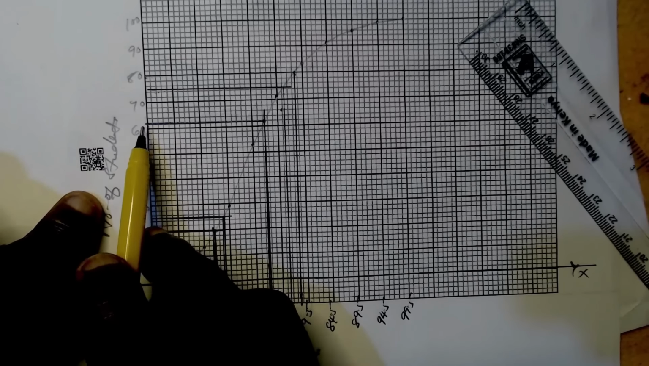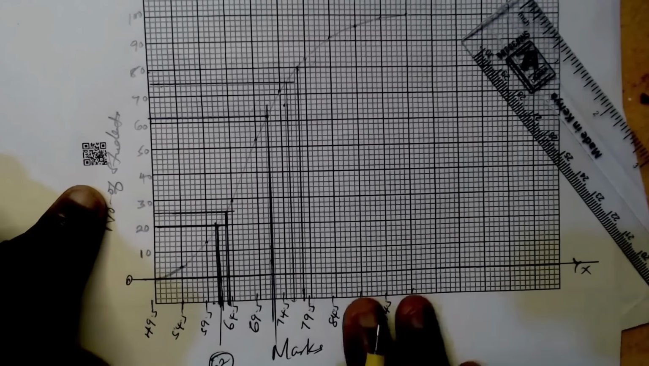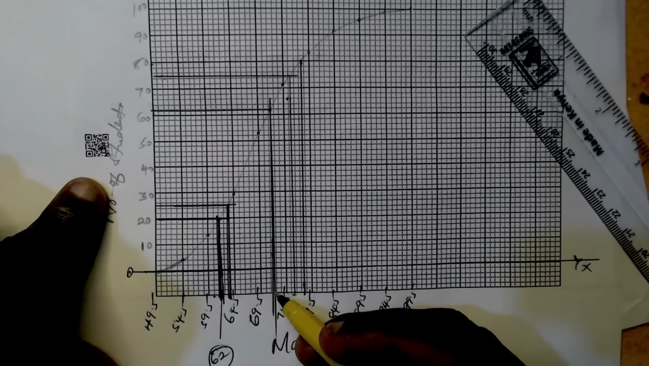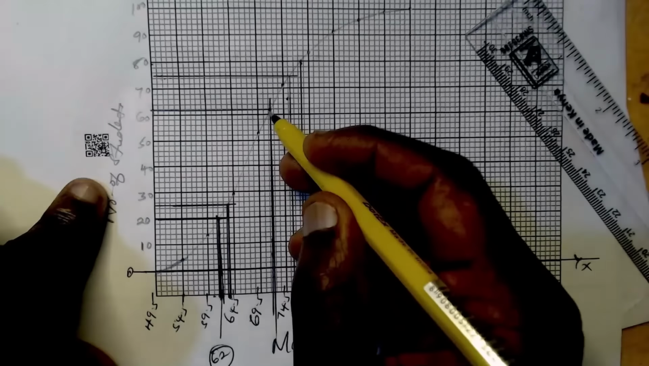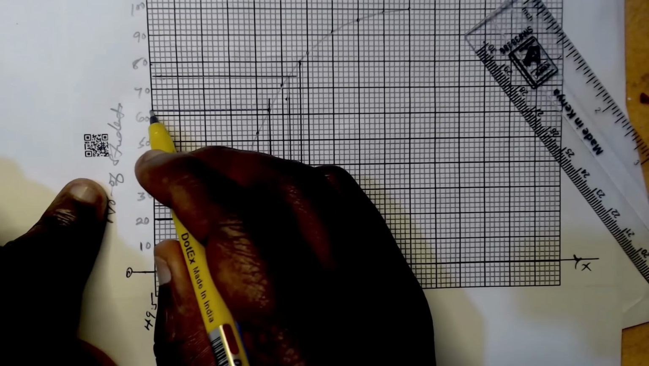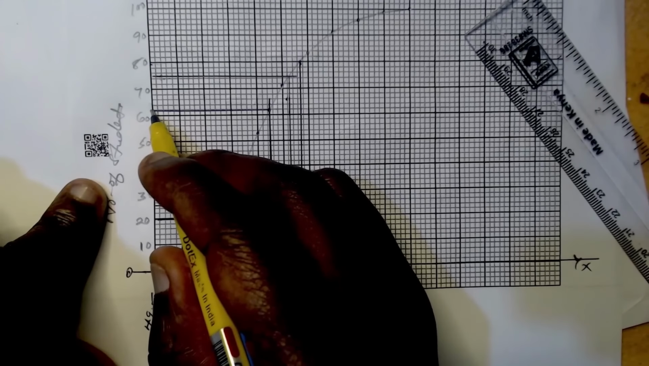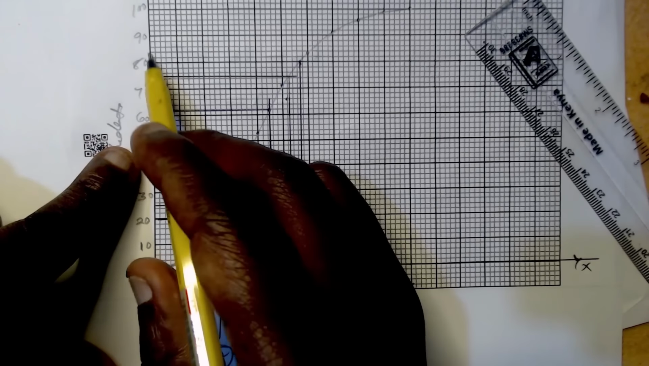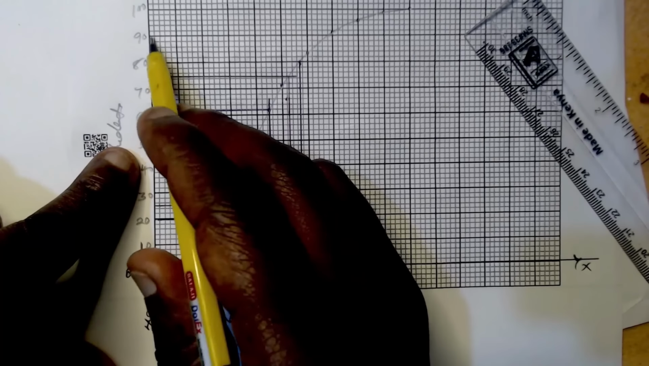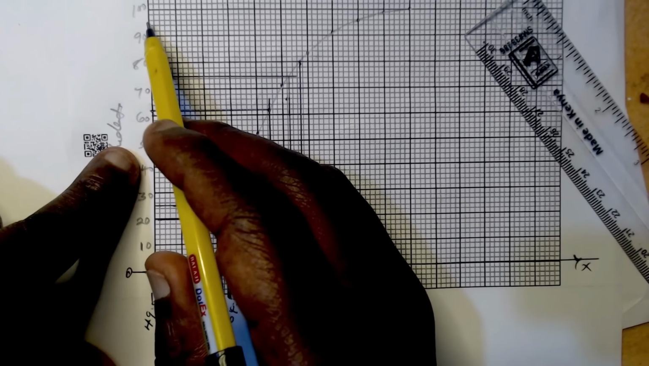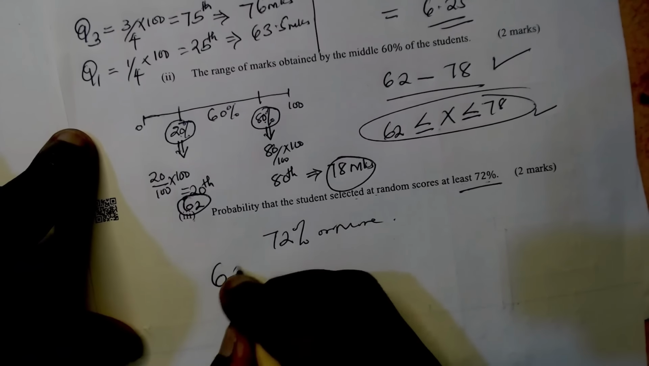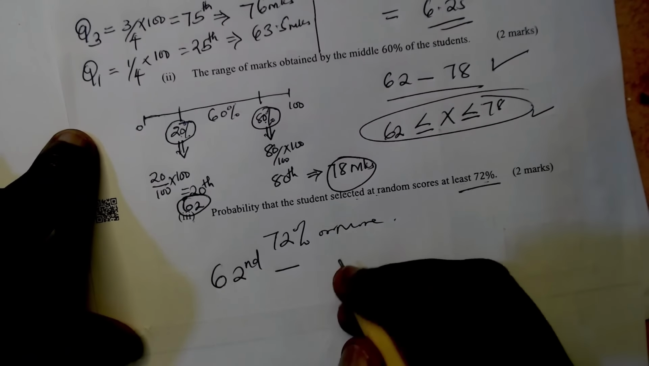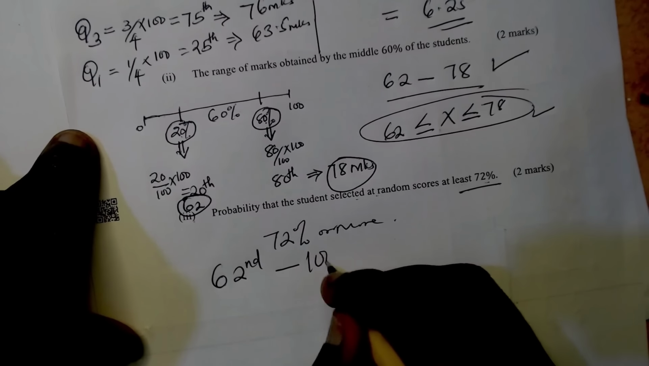So we've gone to the 72 mark. It is here. Draw a straight line up to the point where it touches the curve, then draw another straight line to the left. The student that you get here, the 62nd student, is the first one to score 72. So all the other students above the 62nd student scored more than 72. So it is from the 62nd student all the way to 100 students.